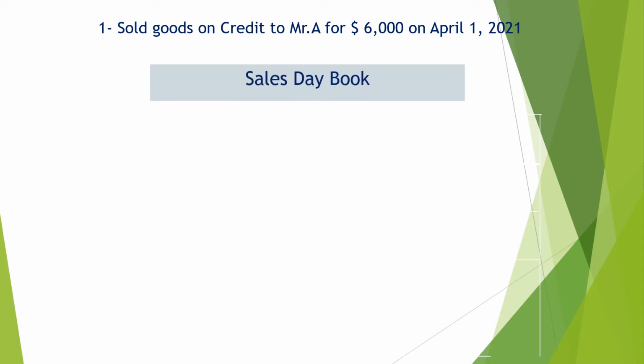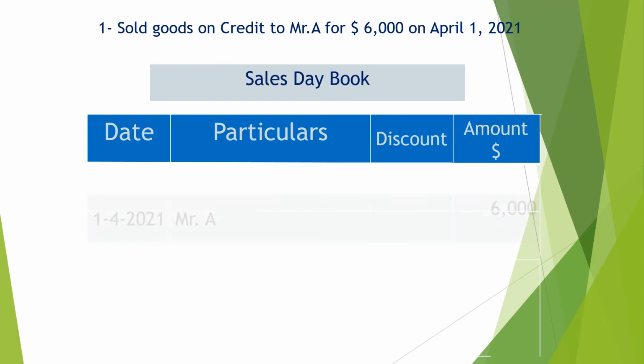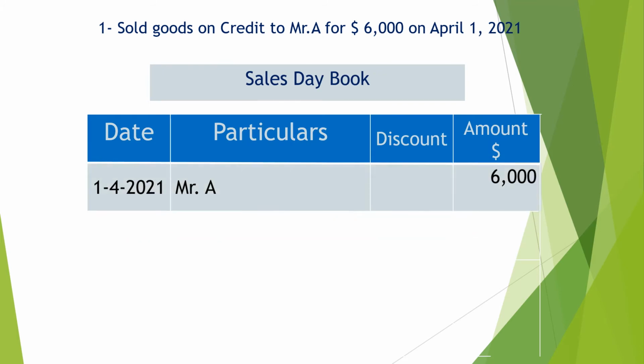Now you can see that in the date column, we put the date, and in the particulars column the description, that is, to whom the goods were sold. Goods sold to Mr. A, so we give a reference Mr. A here, and the amount in the amount column. Let's go through another example.